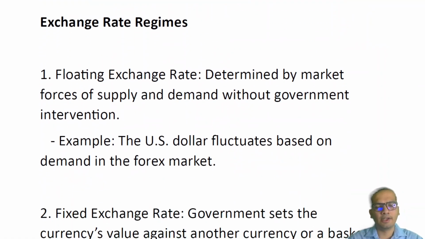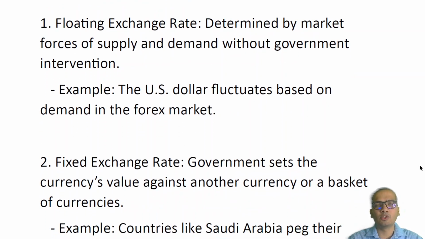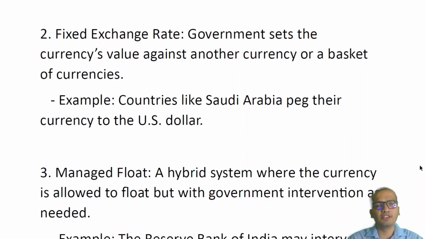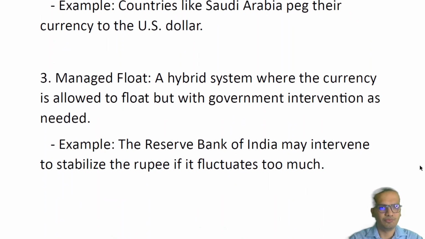Here are exchange rate regimes. First is floating exchange rates. It is determined by market forces of supply and demand without government intervention. An example: the US dollar fluctuates based on demand in the forex market. Then comes the fixed exchange rate. The government sets the currency value against another currency or a basket of currencies. Example: countries like Saudi Arabia peg their currency to the US dollar.